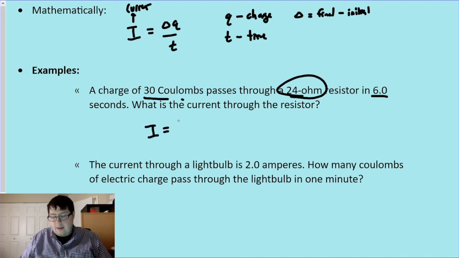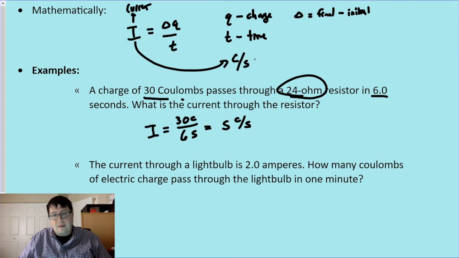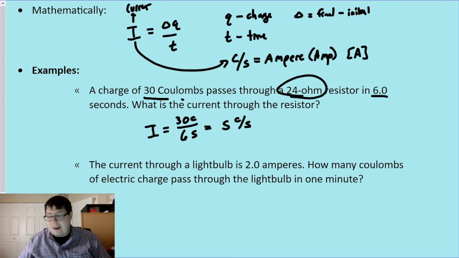Our current, I, is going to be equal to 30 coulombs divided by 6 seconds. 30 divided by 6 gives me 5. Now, we haven't talked about the unit of current yet, but just dividing coulombs by seconds, I get coulombs per second, which is a perfectly fine unit, and you're more than welcome to use that. We give that a name, though. Current is measured in coulombs divided by seconds, and the name for that is an ampere, otherwise known as an amp. We can also abbreviate that as A. So 5 coulombs per second, or 5 amps.